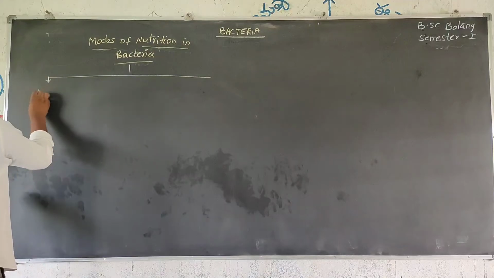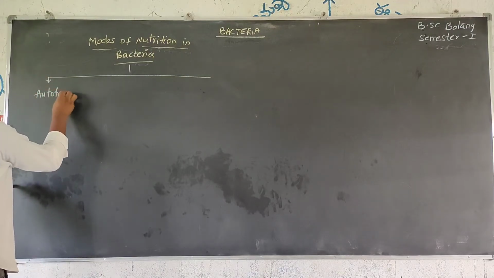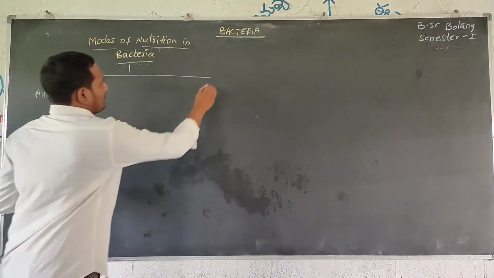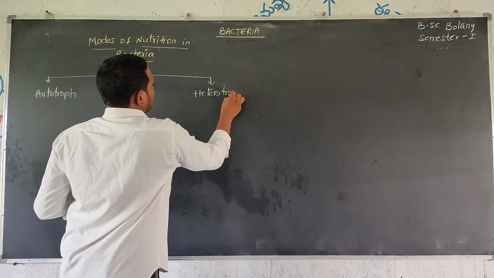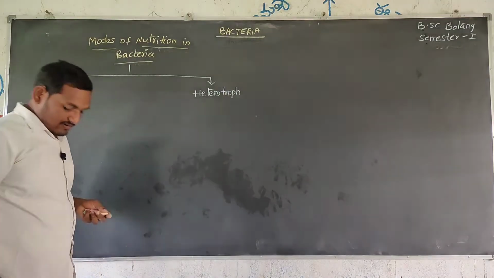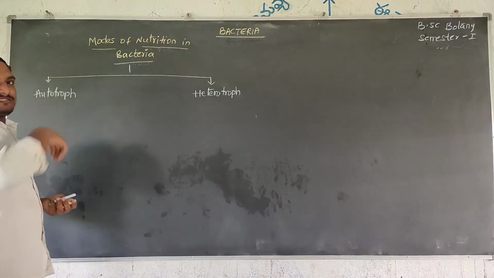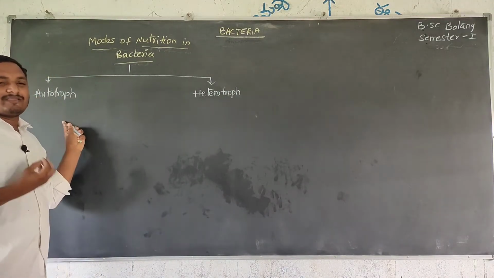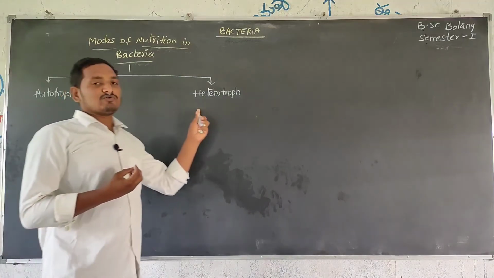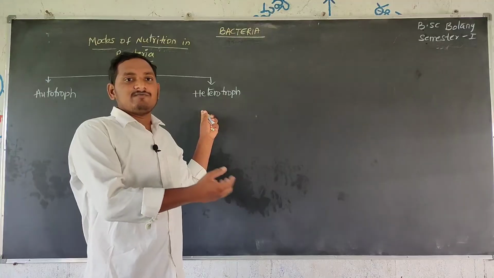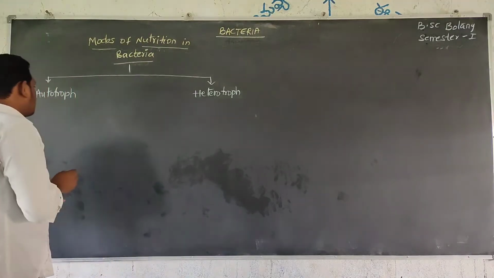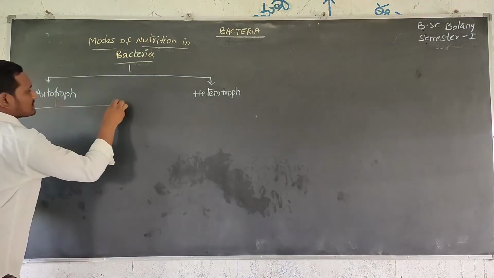autotrophic bacteria, autotroph, and heterotroph. Autotroph means to prepare the food by using sunlight. Heterotrophs means the bacteria depend on another organism for food. So this autotrophic bacteria, again two types.